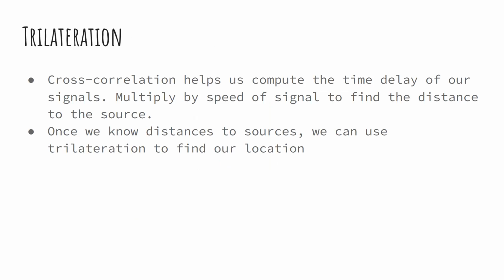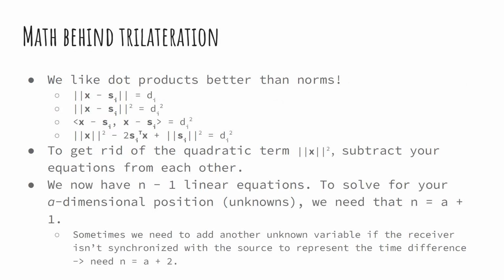So I'm going to talk a little bit about how to do that. There's a lot of math behind trilateration, and I'm just going to go through that, but then we're going to have a chance to practice some problems afterwards. The idea behind trilateration, as I said before, is that we often like dot products better than norms. So we want to make our norms into dot products because those have nice properties of linearity that we can exploit.